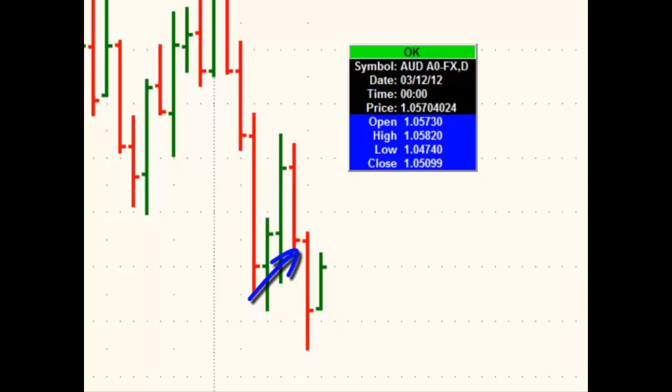Now the dash on the left represents the open price. That's where price started, where the asset started trading for that day, for that bar. That open, as my little text box up here is telling me, is 1.0573. And then lastly, the little dash on the right of the bar tells us the close price for that bar, which in this case was 1.05099.